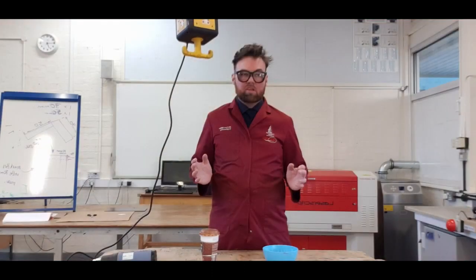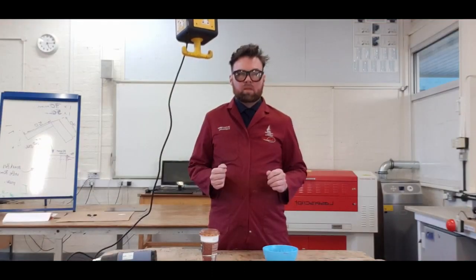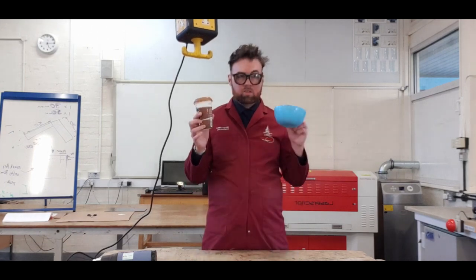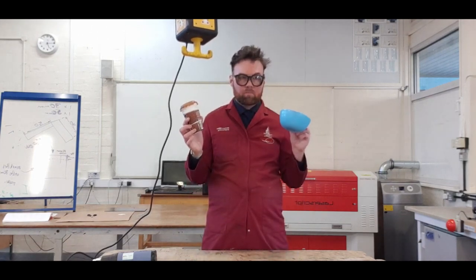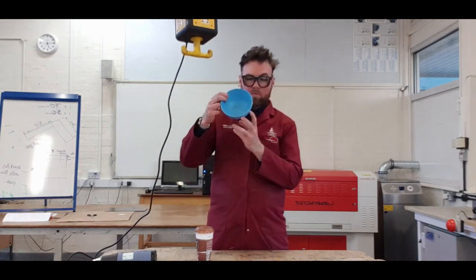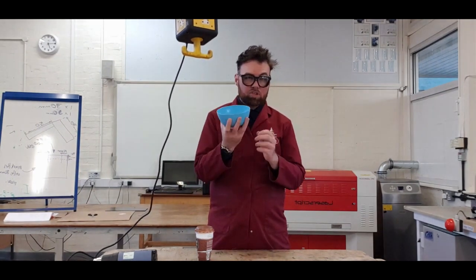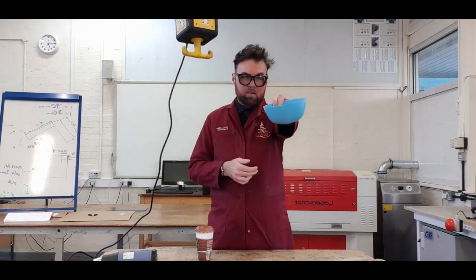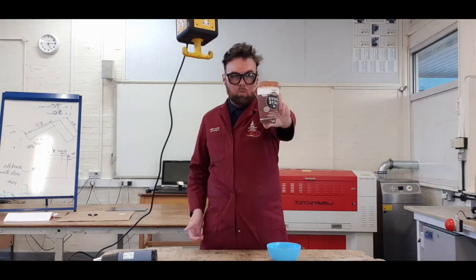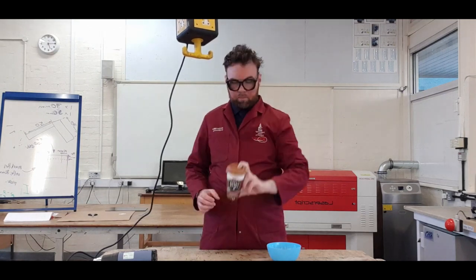Hello and welcome to the Design and Technology Workshop. In today's short experiment, we're going to be finding out about the two different types of categories that plastics can belong to. First of all, we've got a plastic bowl, similar to that of what you'd find in a typical household or kitchen, or in a camping set. We also have a disposable coffee cup, one which used to have cold coffee in it.